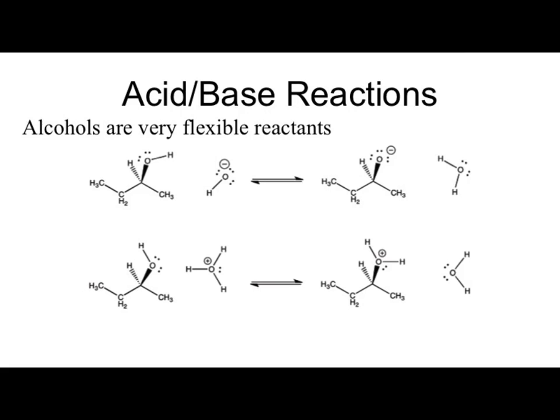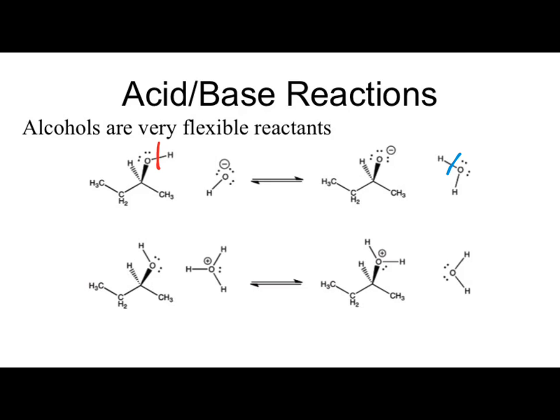So, turns out alcohols can be very flexible reactants. Depending on the circumstances they're in, they may act as bases or they may end up acting as acids. If we take a look at this first reaction, we're going to do the same thing that we did on the previous page. Identify the bonds broken and the bonds formed. What bond was broken? A hydrogen and oxygen bond. What bond was formed? A different hydrogen and oxygen bond.